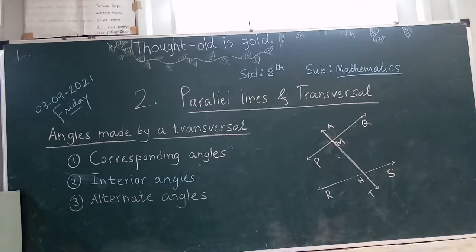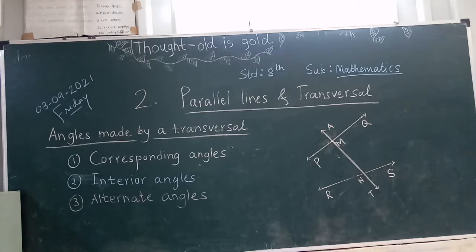Chapter 2, Parallel Lines and Transversal, from Standard 8 Mathematics. Today we are going to study angles made by a transversal. There are three different types of angles made by a transversal. First, corresponding angles; second, interior angles; and third, alternate angles.